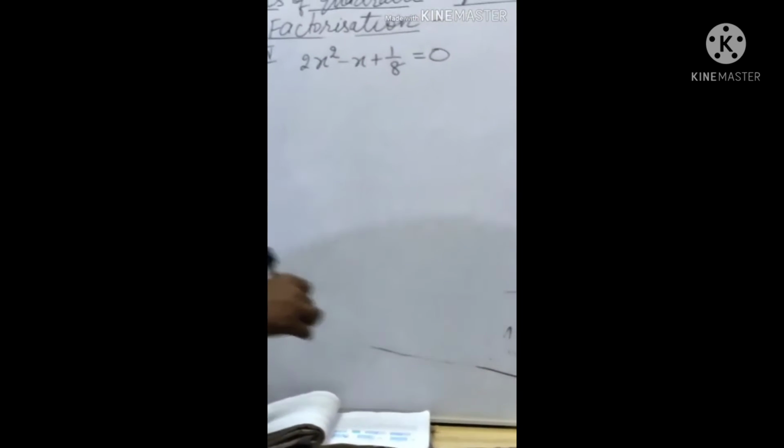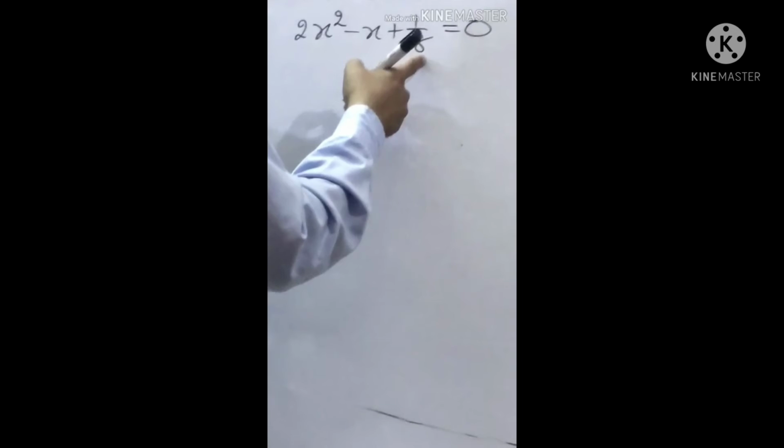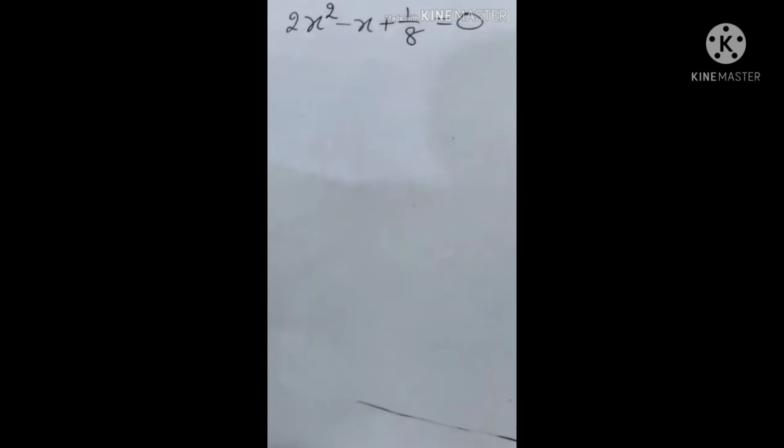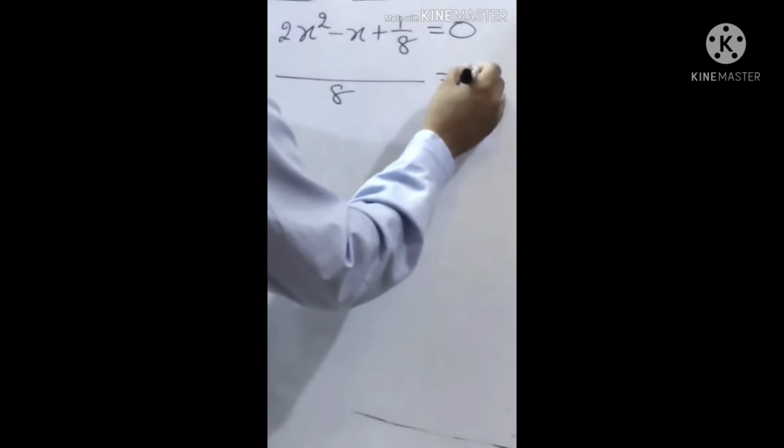So now 2x square minus x plus 1 by 8 equal to 0. 2x square minus x plus 1 upon 8 equal to 0. So what will you say? If a fraction is there, what will you do? If a fraction is there, you will take the whole LCM. It will be easy for you.